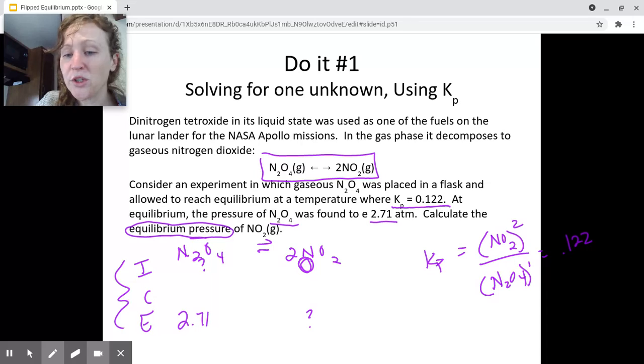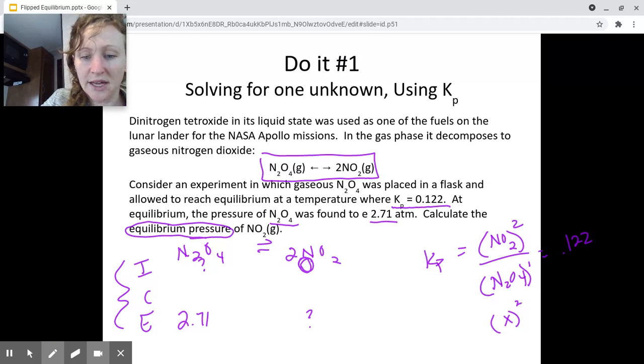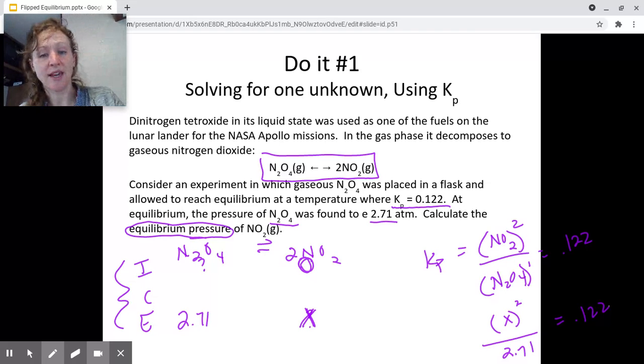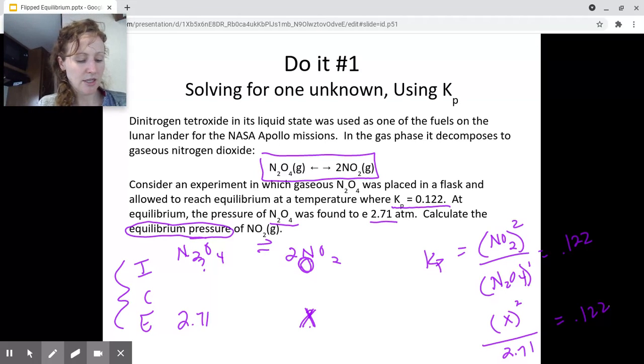But we do have a Kp equation. So I know I'm going to have some amount of NO2, and I'm going to square that amount, right? If this is X, I can call this X. And I'm going to have 2.71 of N2O4, and that equals 0.122. So all I have to do in this case is solve for X. Let me do that on my terrible calculator.